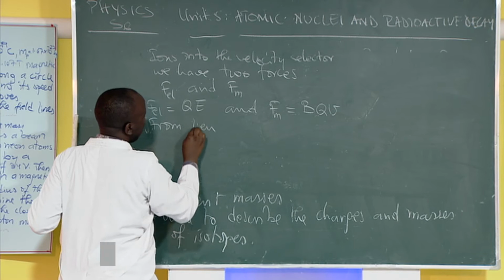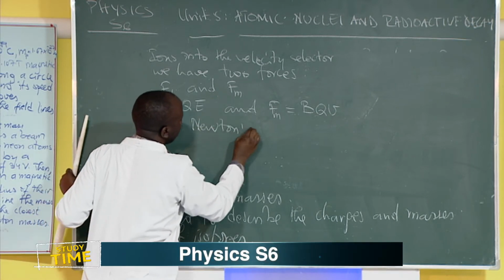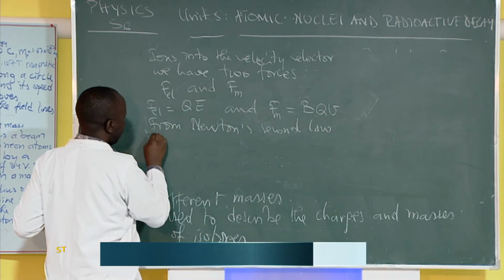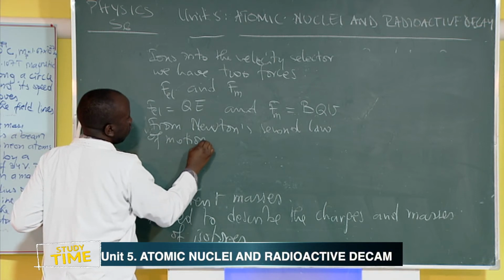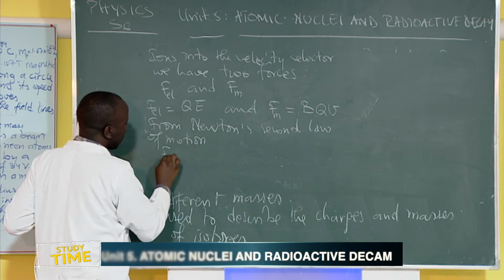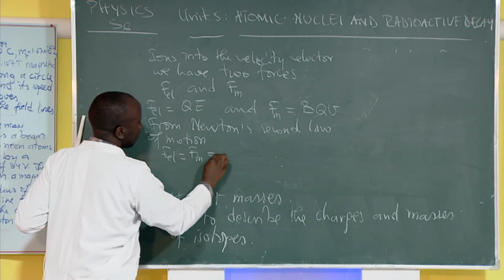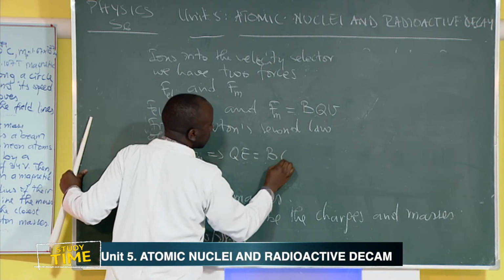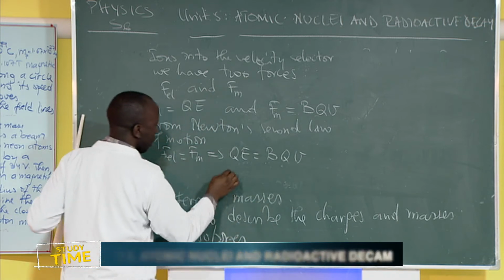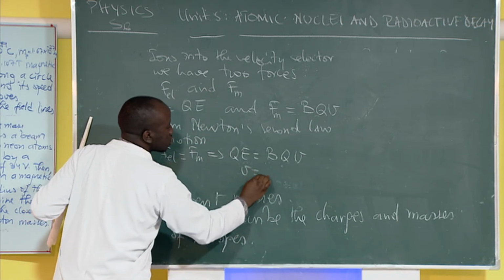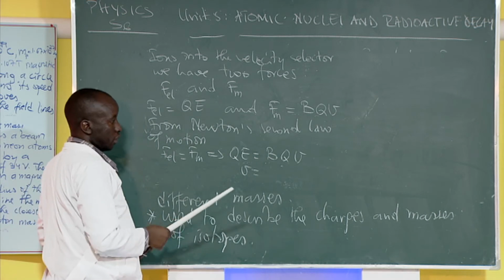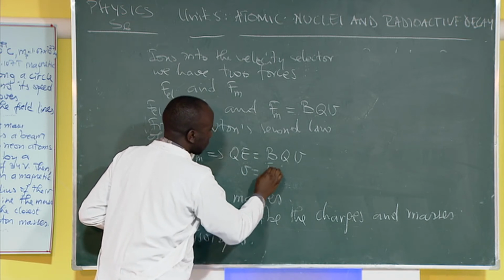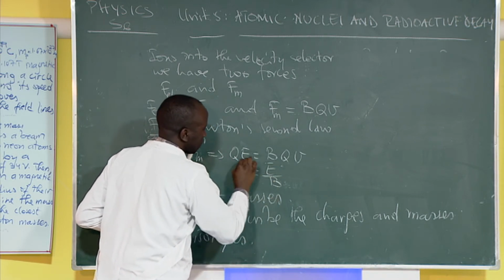Newton's second law of motion, we have F electric equals F magnetic, and this gives charge times E equals magnetic field times charge times v. Then this gives just the speed that they enter with into the electric field number 2. It will now be equal to electric field over the magnetic field that we have.